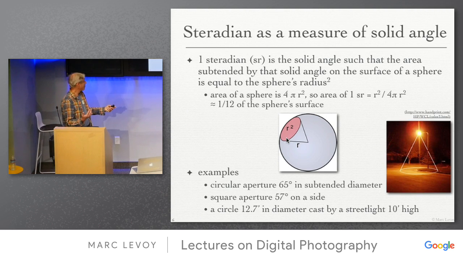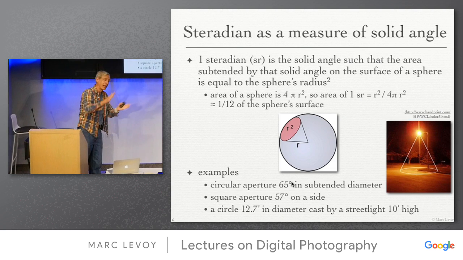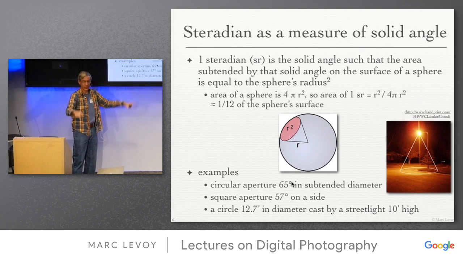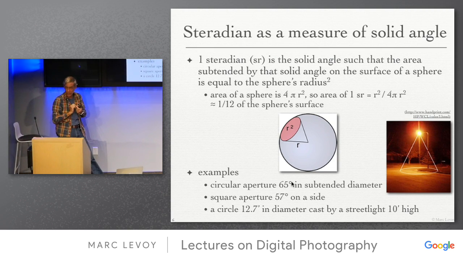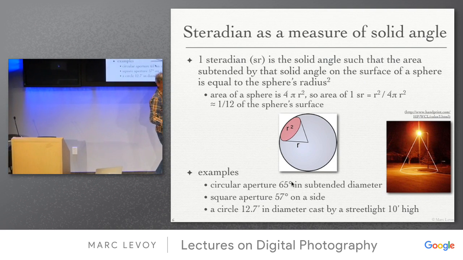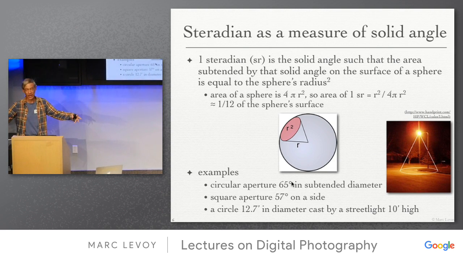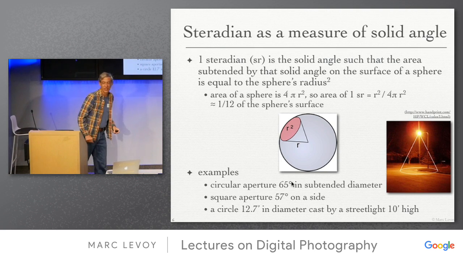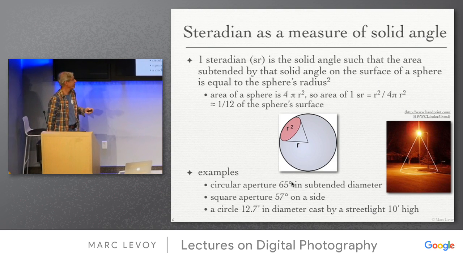So if you want some intuitions for it, it's a circular aperture 65 degrees in subtended diameter. Or if it's a square aperture, then it's 57 degrees on a side, subtended relative to wherever the point light source is. Or if it's a street light, then it's a street light that's 10 feet high and casts a shadow 12.7 feet in diameter on the ground. Or we consider the amount of light falling in a circle 12.7 feet in diameter. So those are all measures of a steradian.